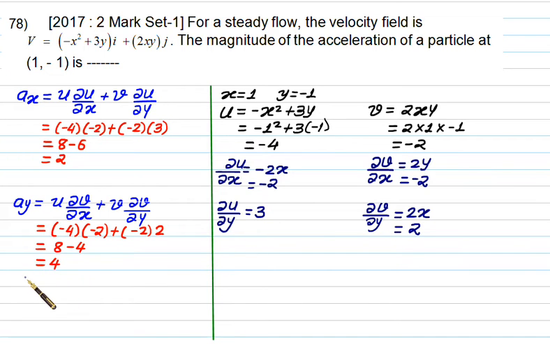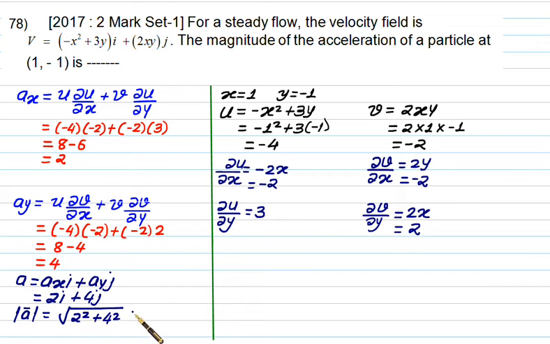So we have the acceleration vector A given as axi plus ayj, which is equal to 2i plus 4j. And finally we have the magnitude of the acceleration vector equal to the square root of 2² plus 4², that is very close to 4.47.